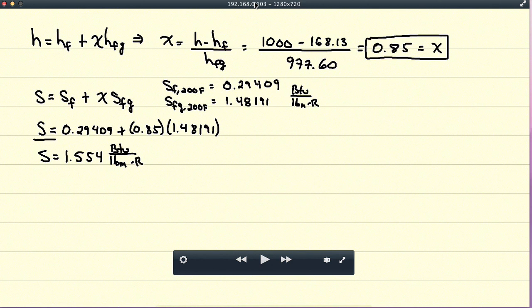Okay, and then that completed step 4. That was finding the property.